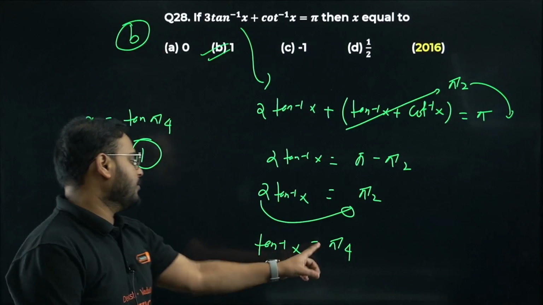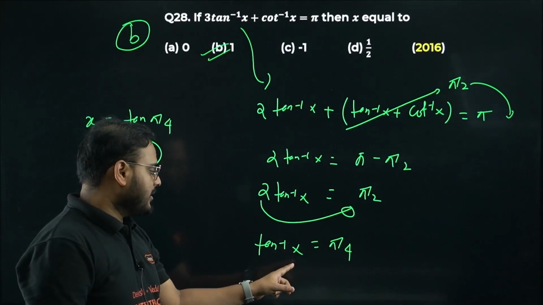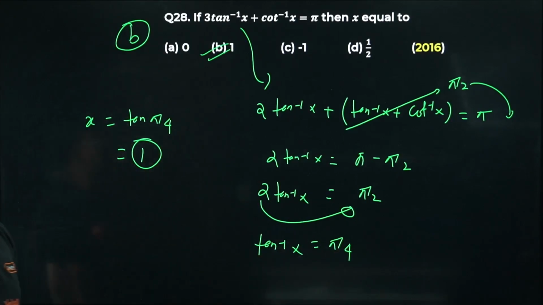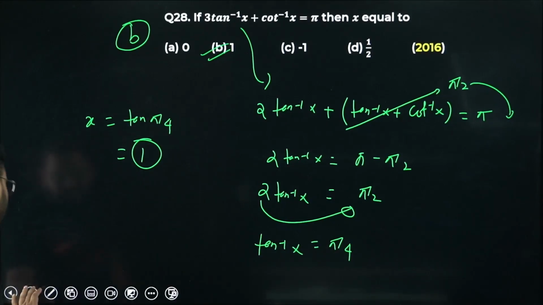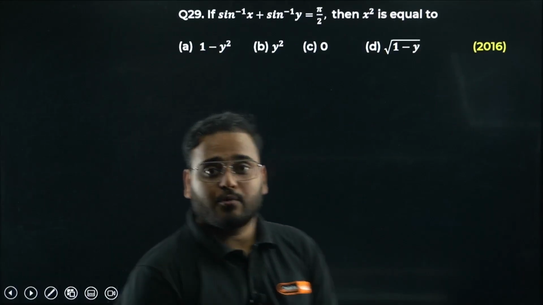Applying tan on both sides, it will become tan inverse of tan, so it will be x over here, and tan pi by 4. How much is that? 1, sir. 28 is done. 29th question now. 29th problem. Let's solve this.